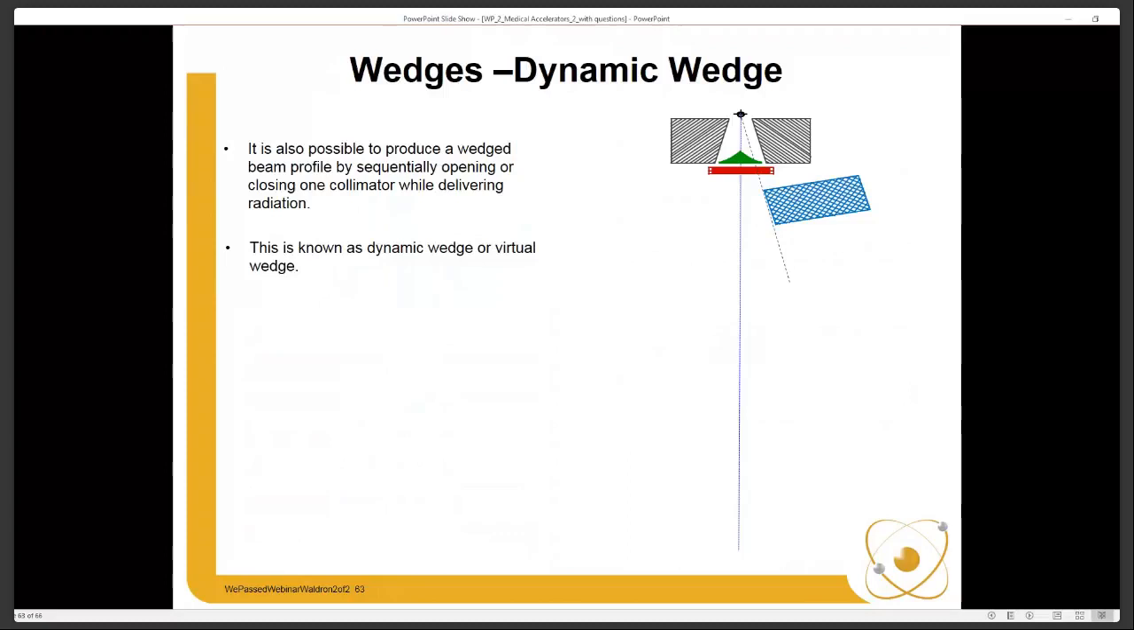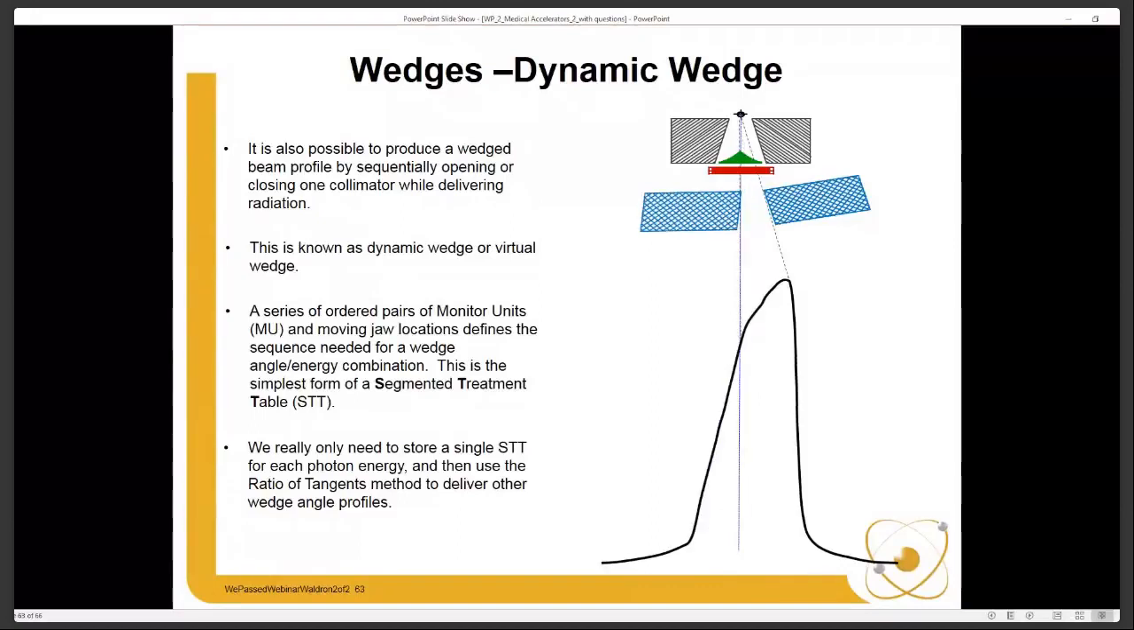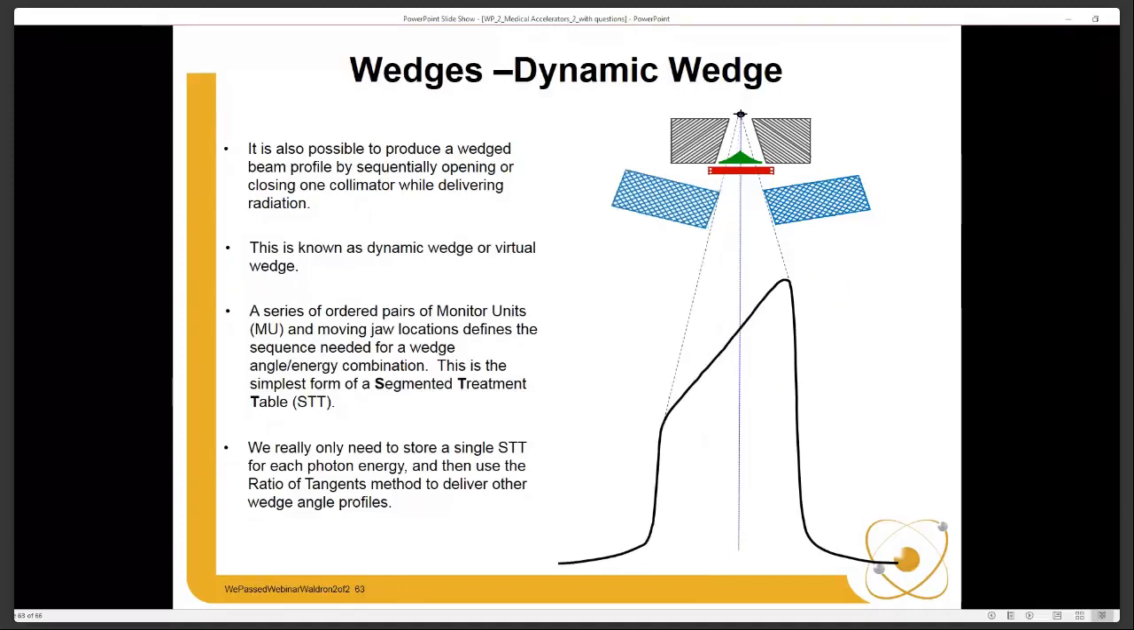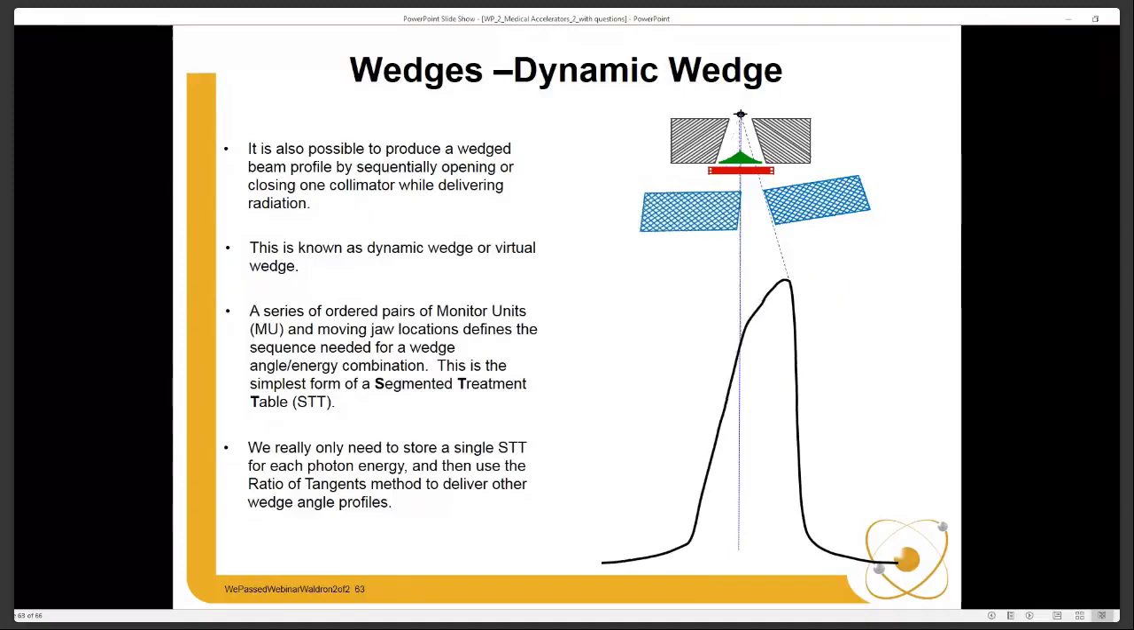Another way to obtain wedge distributions is what's called a dynamic wedge. Here we just move one of the photon jaws sequentially as we deliver the beam, and I don't think I have a very good quality profile here on the right. As I move this jaw and deliver some beam, you can see that basically what I'm doing is I'm superimposing wider and wider or smaller and smaller jaw openings upon each other in order to produce a wedge distribution.